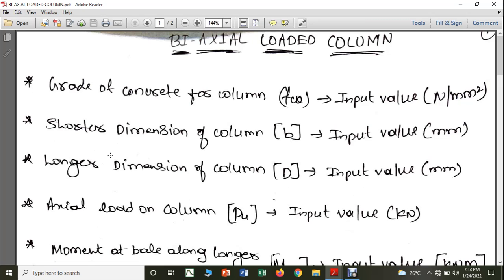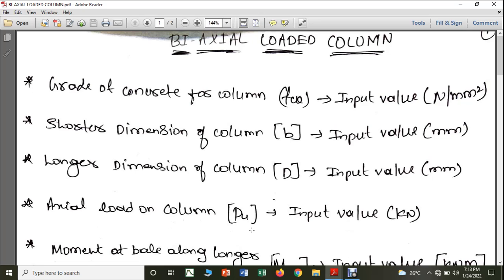Then the axial load on the column that we are going to consider, we take as the PU value, which will be in kilonewton. That is the axial load on the column, which will be in kilonewton.